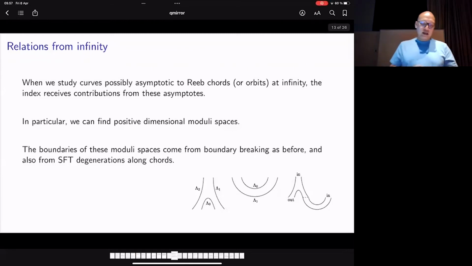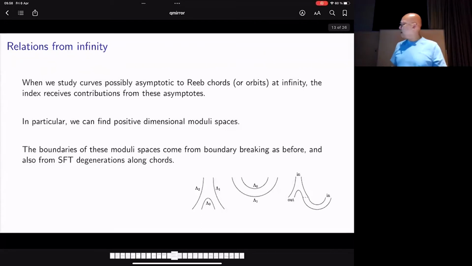Now if you imagine I have a one-dimensional moduli space, I should account to you for what kind of boundary it has. And there are two sources of boundary. One source of boundary we already discussed: you can have this kind of boundary breaking or bubbling of the holomorphic curve. But there's a new source of boundary, which is this kind of SFT degeneration at infinity.